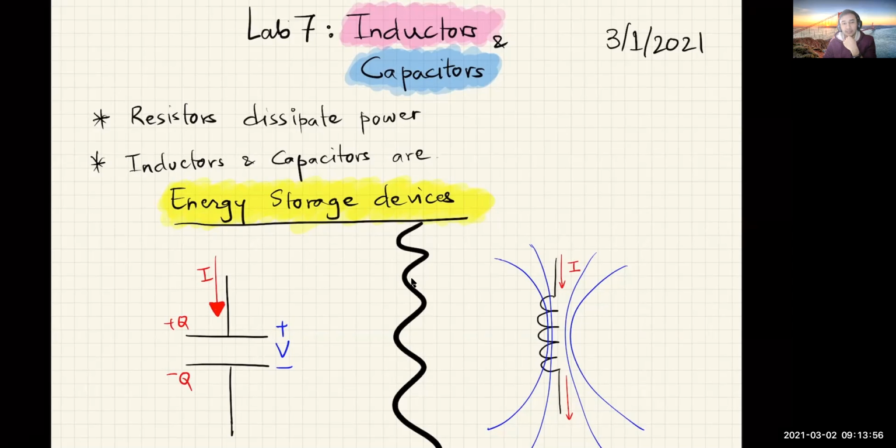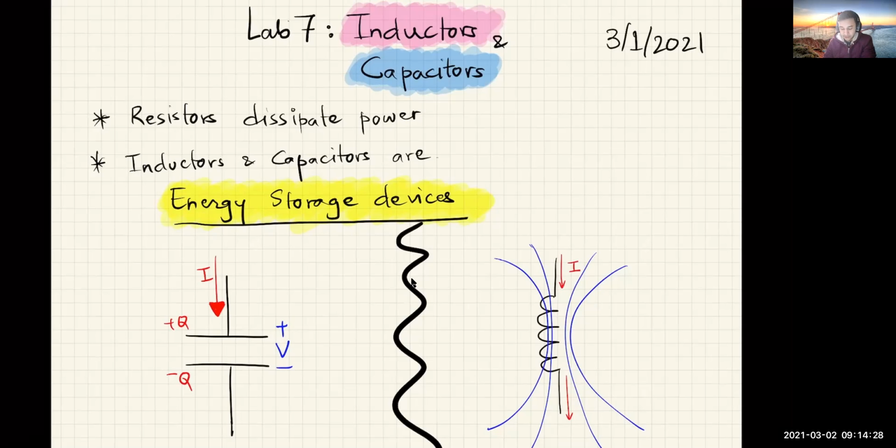So resistors are dissipative elements. When you apply a voltage or current through one, it dissipates power to the environment and you lose power, right? Whereas capacitors and inductors are really energy storage devices. So when there's a voltage applied across it, you don't actually lose any power. You simply accumulate energy on the inductor or the capacitor.